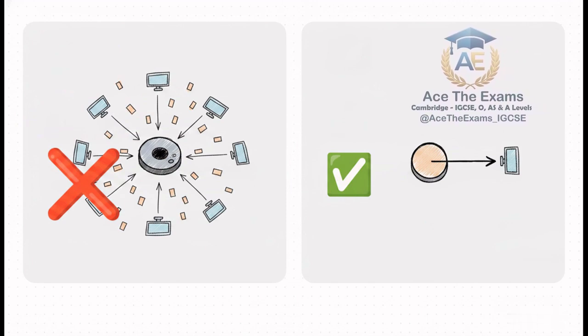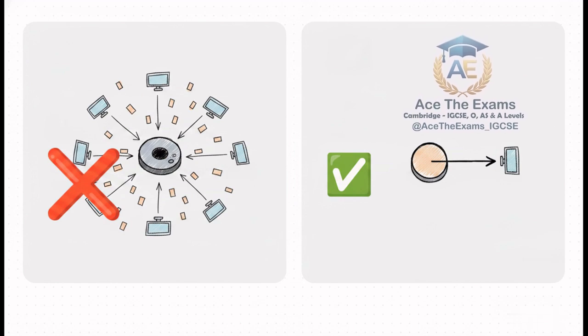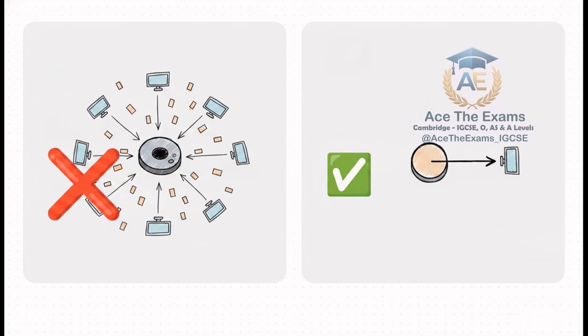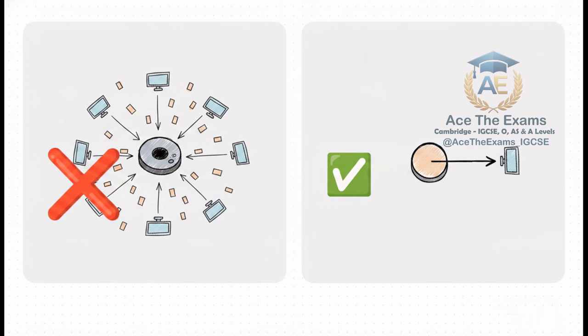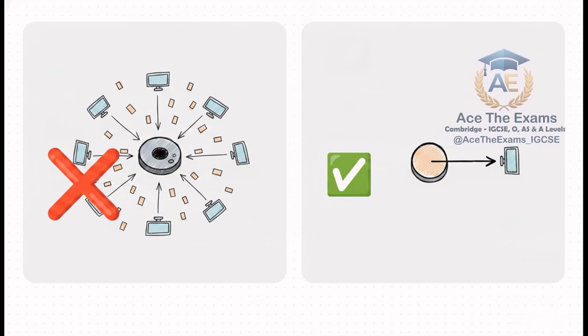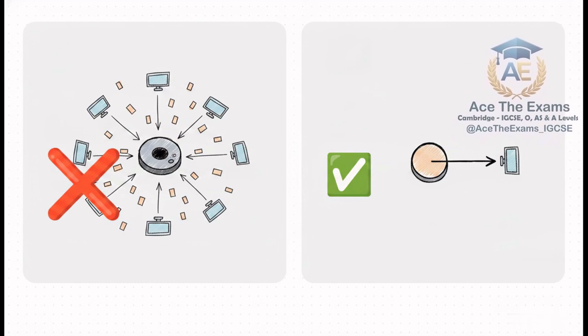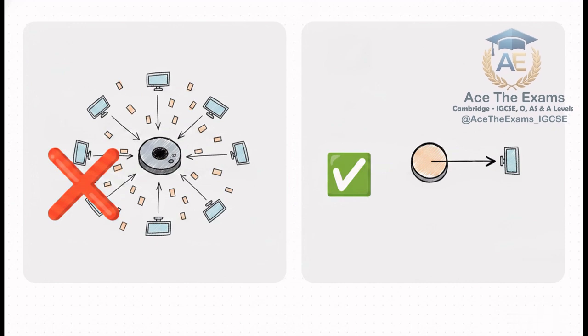Now check out the top band response. "A switch limits broadcast traffic by creating point-to-point connections." That is absolute music to an examiner's ears. It uses precise technical vocabulary, it clearly explains the mechanism, and boom, it secures full marks. The stakes are exactly this high, guys. Ordinary revision fails because it stops at basic definitions. Today, we are completely upgrading your technical language.